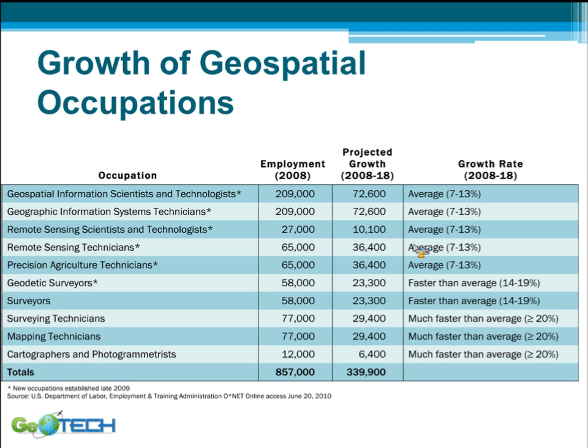Well, the reason why we're on this call is, in a lot of ways, the reason why the Geotech Center was even funded. The Geotech Center was given $5 million from the National Science Foundation over a period of 4 years. And this graph was at the heart of it. The Department of Labor produced this chart, and this is the series of new occupations that are being developed as a result of geospatial technology.